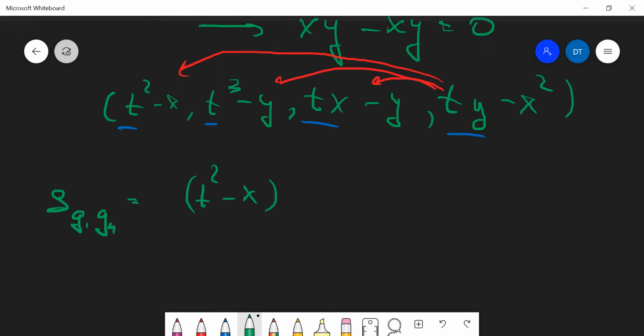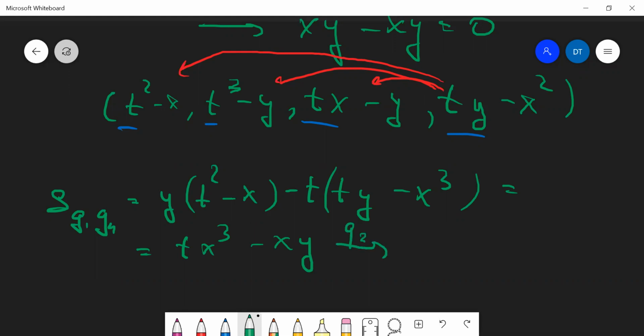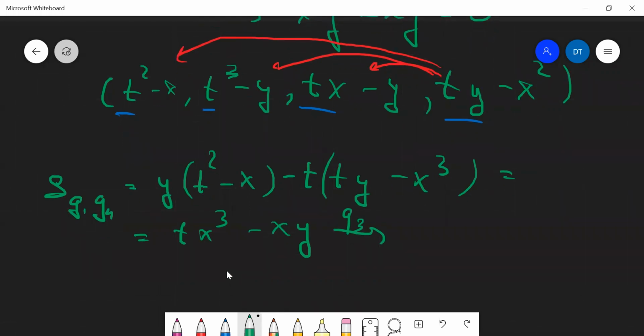t squared minus x, ty minus x cubed. Now multiply by y, here we multiply by t, we subtract, and the result we will get tx cubed minus xy. But now we can reduce this by the third polynomial g3, which is this one. We can replace tx here by y, and we will, did I make a mistake just in case? Doesn't look so. Okay, so here we replace tx by y, so we get yx squared minus xy. Just in case, let me check.